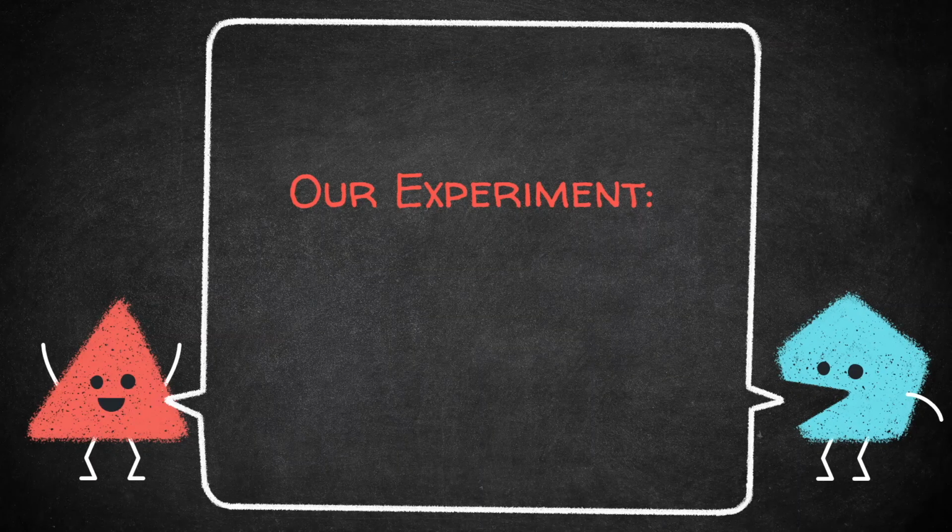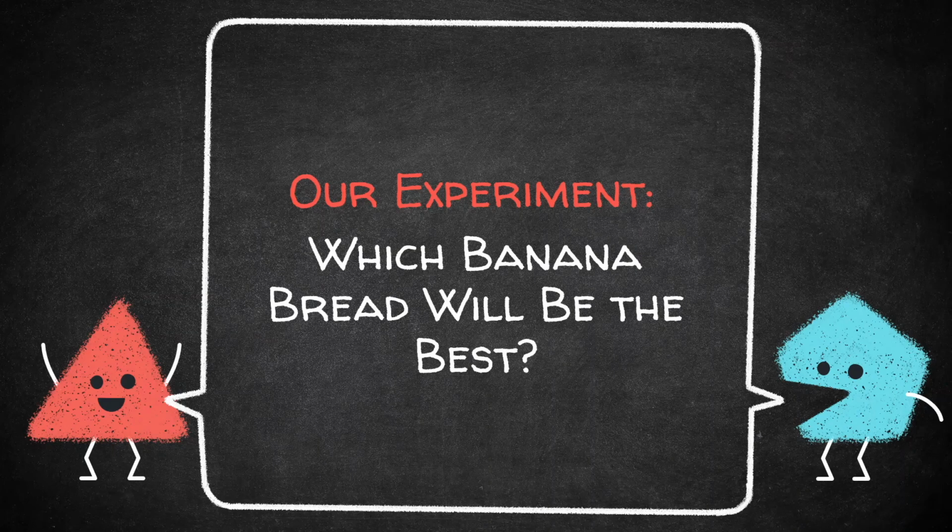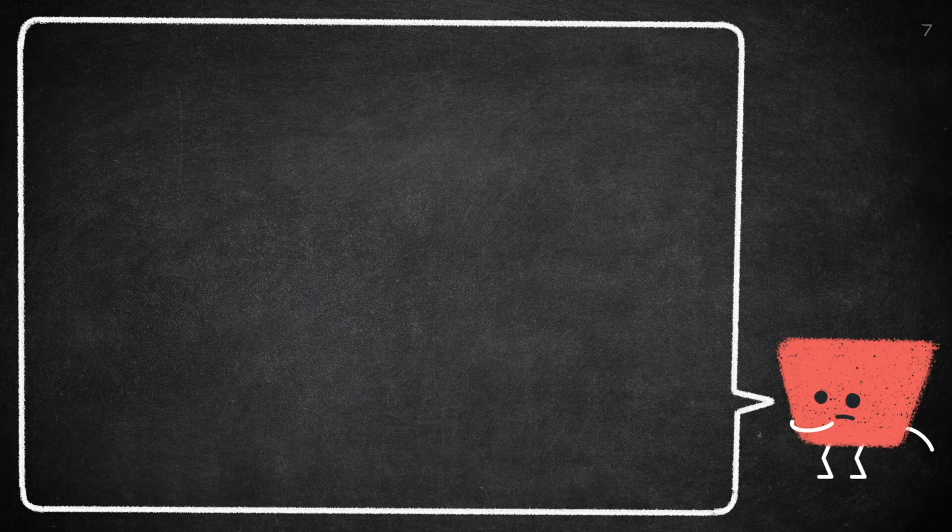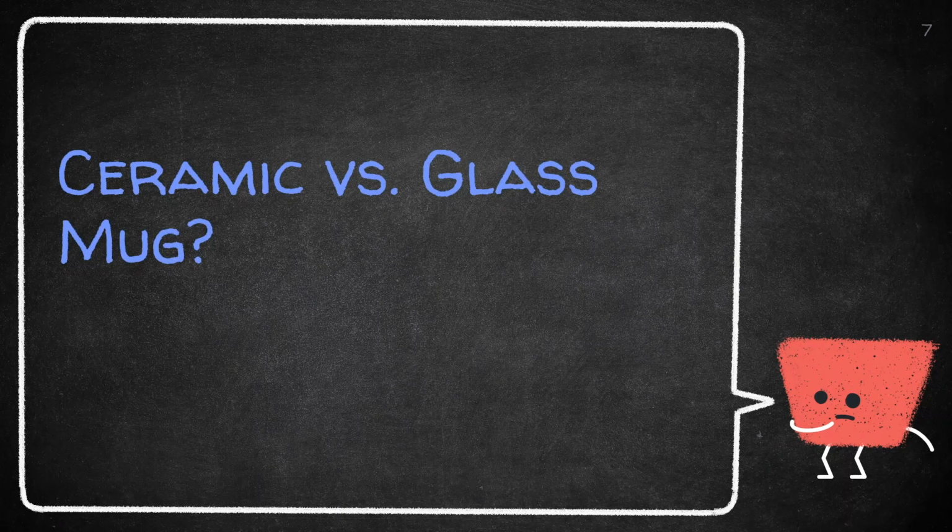In order to determine the best method of baking banana bread, we decided to investigate the differences in baking speed and baking quality between the different types of bakeware and the different types of heat transfer. We chose to compare the banana bread made in two different bakeware materials, ceramic and glass.